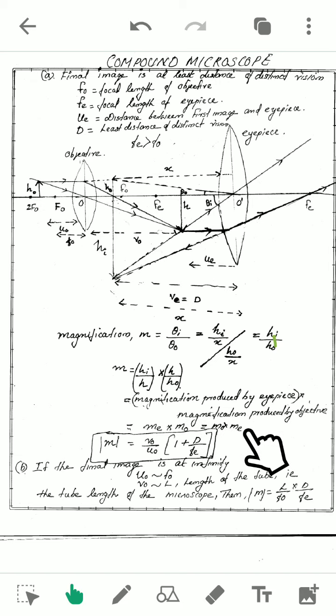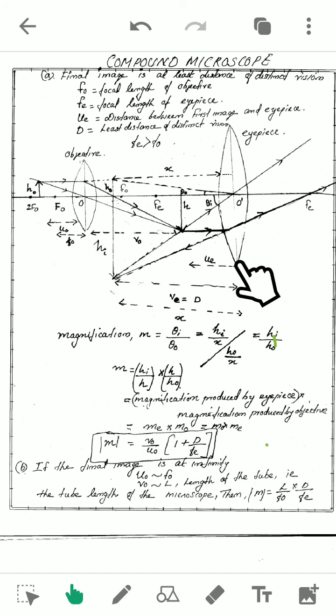into me. Now we know that mo, that is the magnification produced by the objective lens. For that the image distance is vo and the object distance is uo. So magnification for the objective lens is vo by uo. And then for the eyepiece alone, if you consider the final image at the least distance of distinct vision, this is the first case of simple microscope, already we discussed. So this formula we derived there, we will put that formula here, that is 1 plus d by fe. fe is the focal length of the eyepiece. Now the formula is magnification m is equal to vo by uo into 1 plus d by fe.